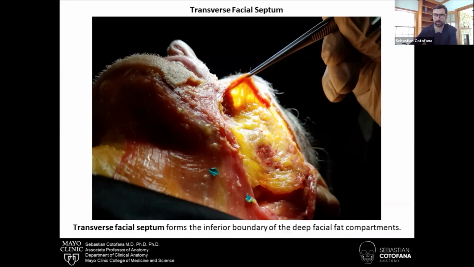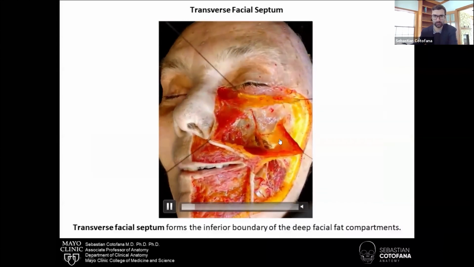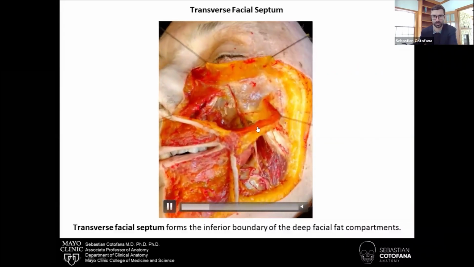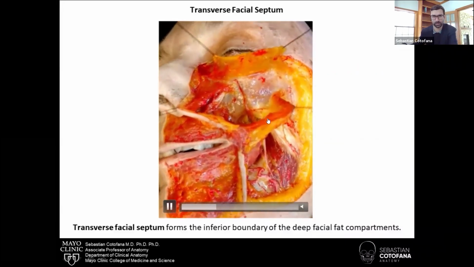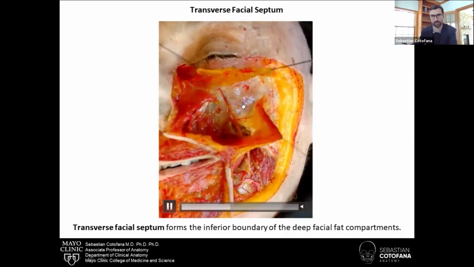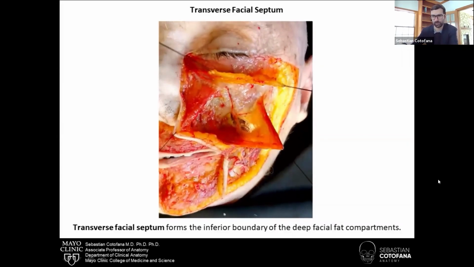You can see that here very nicely. Here you can see this area. This is the transverse facial septum below the zygomaticus major muscle, and here you have this area, which is where you have your deep midfacial fat compartments.